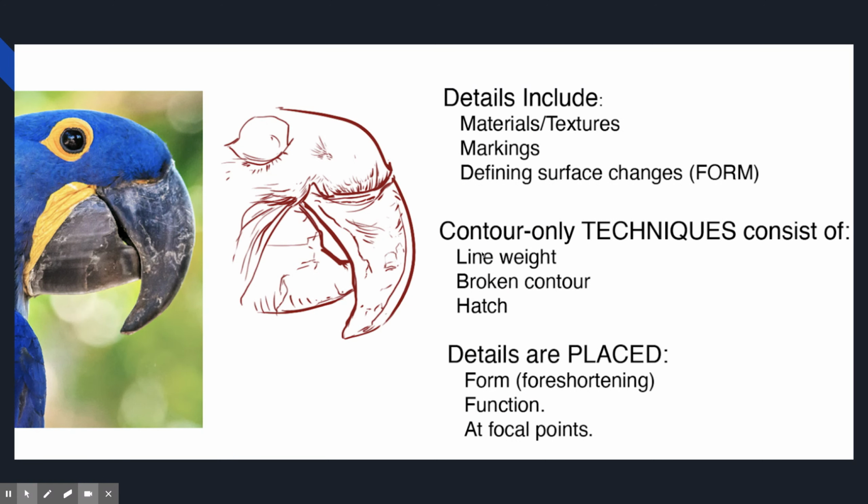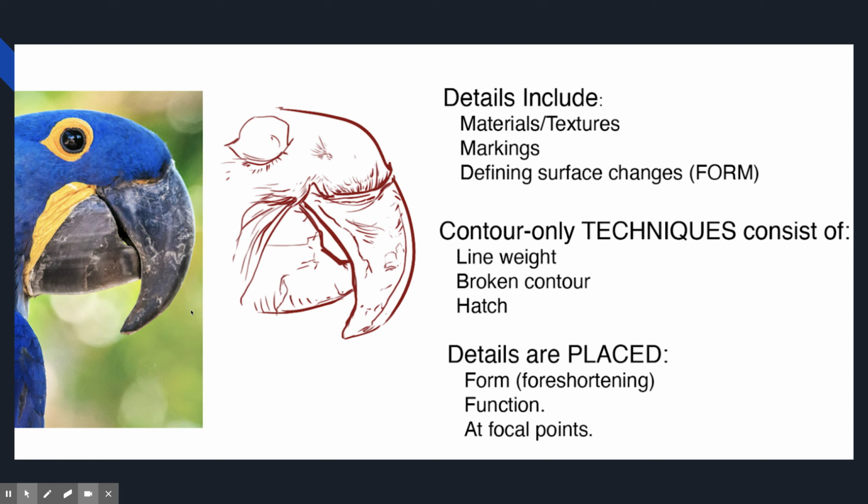And then if we just break it down and summarize, I did a quick little contour line sketch of this bird. And so the 3 major areas we focused on is basically what are details, then what techniques are used, and then where do you put them. So details, we've got materials and textures, markings, and surface changes. Contour only techniques, what techniques do we use? Well, we got line weight, broken contour, all over inside the texture work, and then hatch. Hatch worked really well with the feather textures.